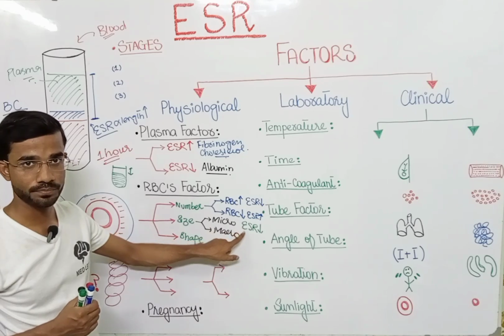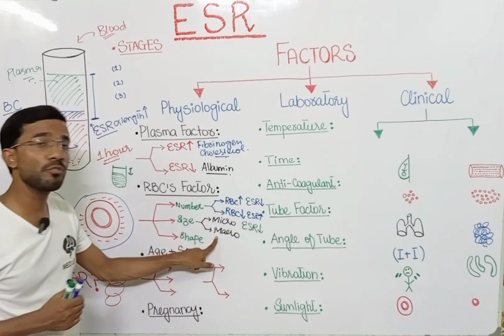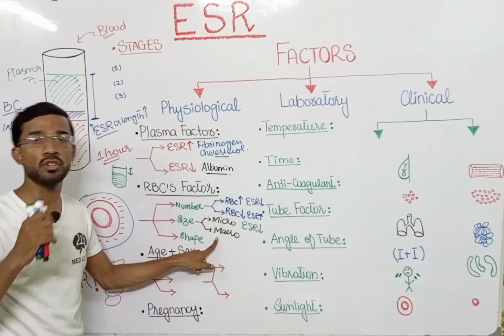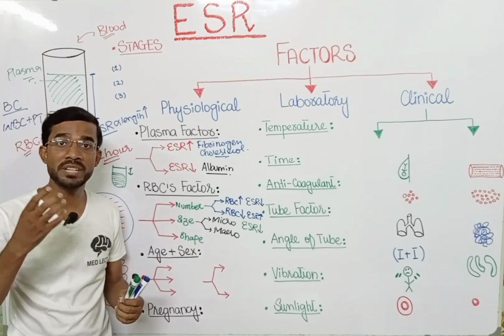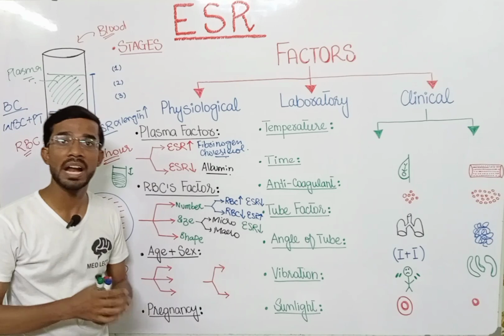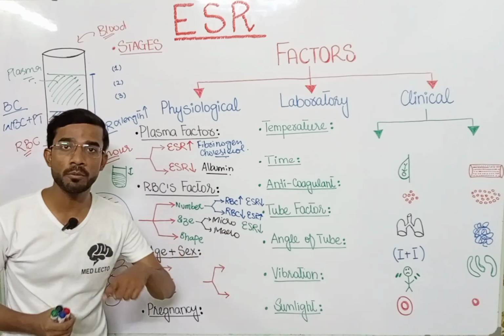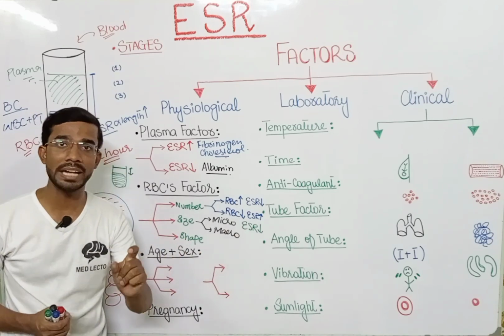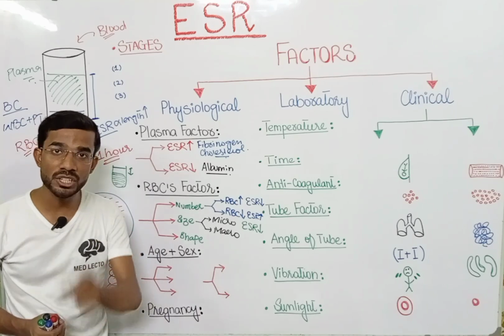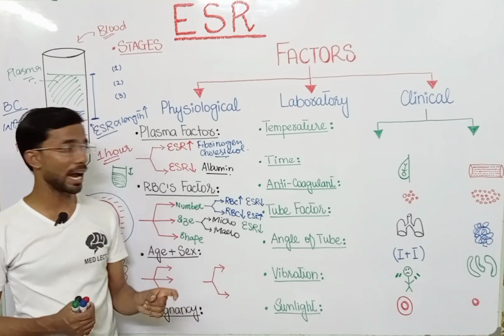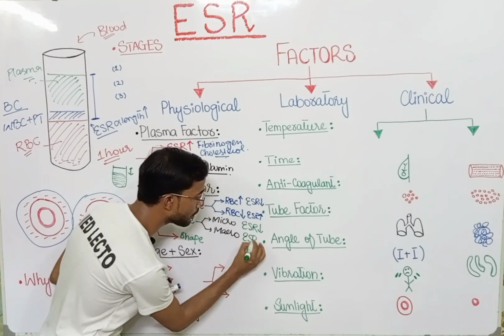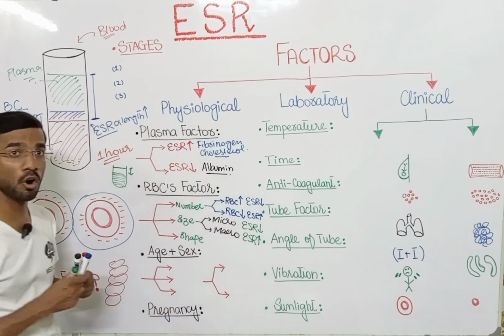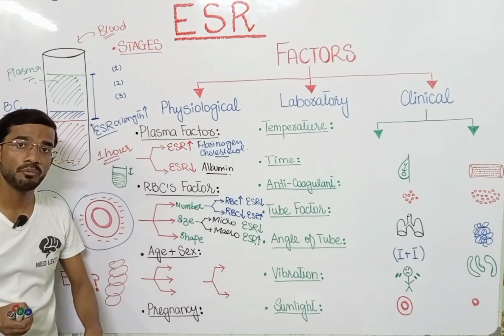But when we see macrocytes, large-size RBCs, as we know, a heavier object moves faster relative to a lighter object. So macrocytes will settle faster as compared to microcytes. In this case, ESR will be high because macrocytes settle faster.